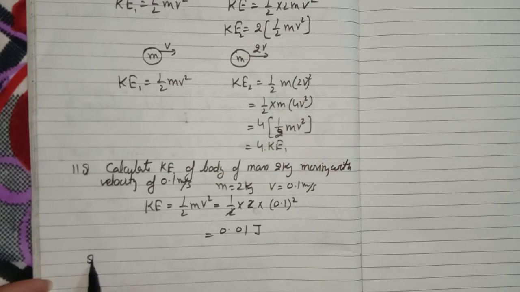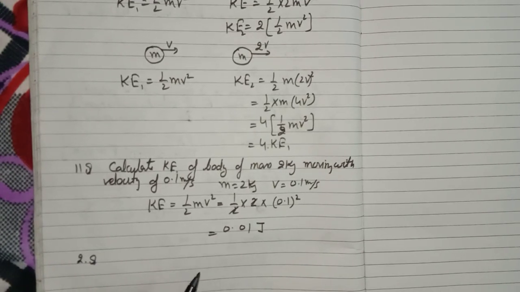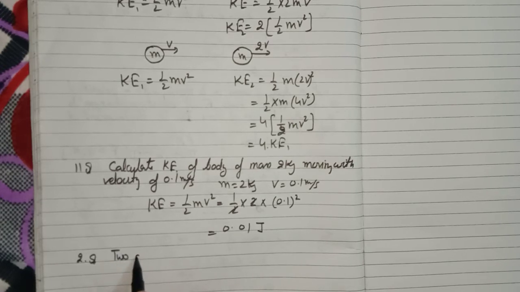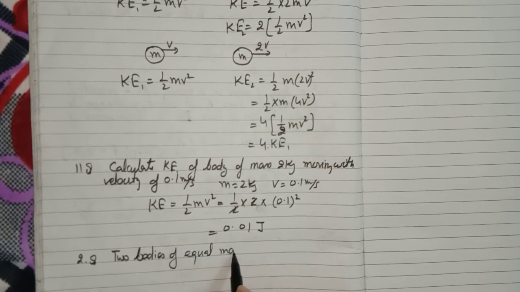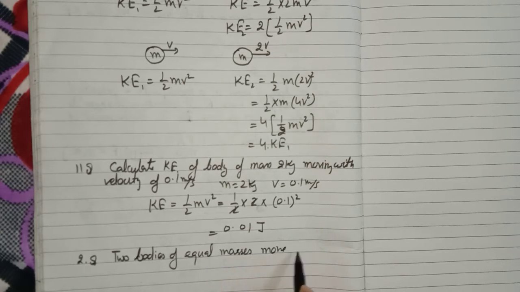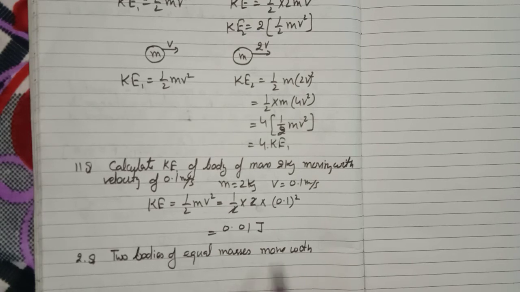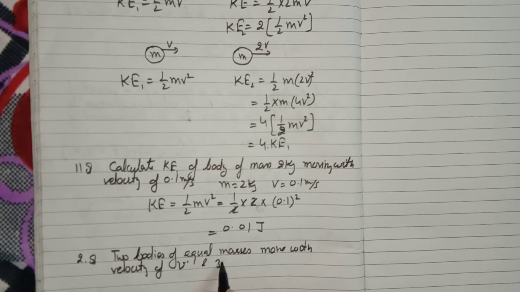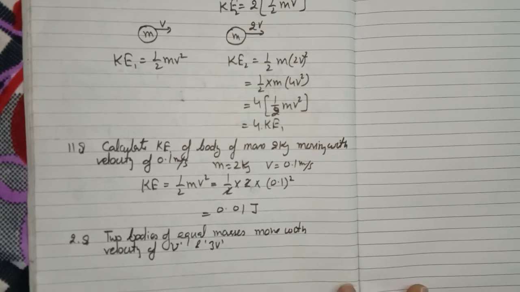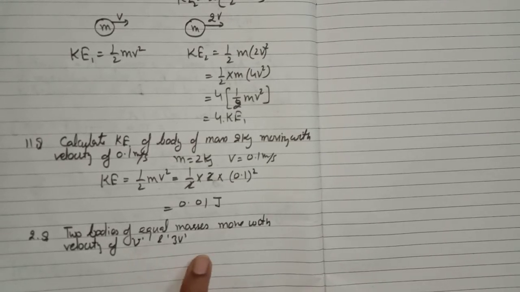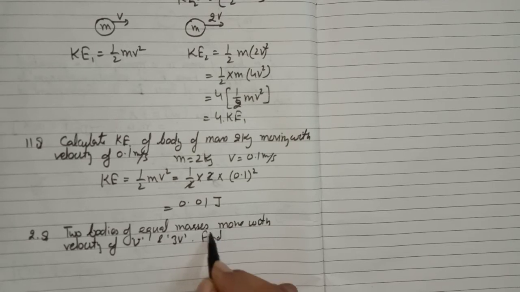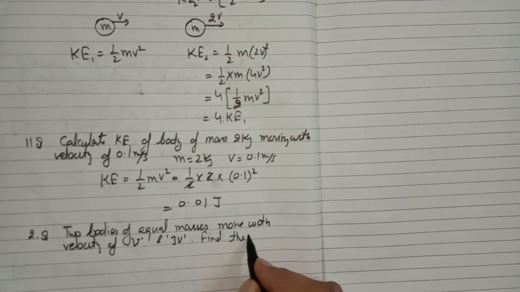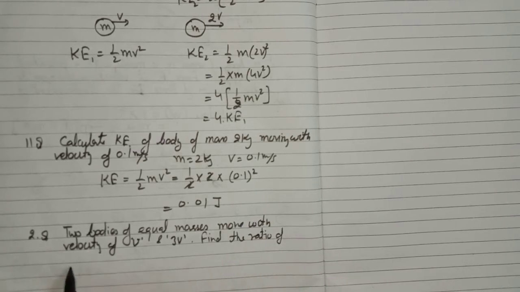One more numerical, very easy numericals, you know. Second: two bodies of equal mass move with velocity of, okay, they have the same mass but different velocity. Velocity of V and 3V, you know. Both the objects have the same mass, but the velocity of one object is 3 times the other, V and 3V. Find the ratio of their kinetic energy.